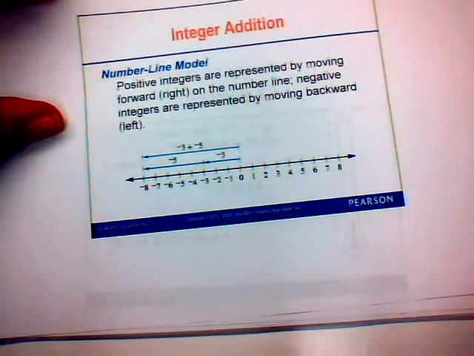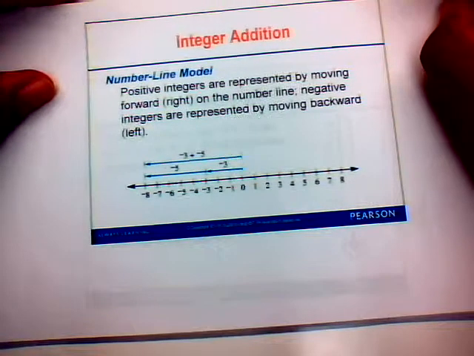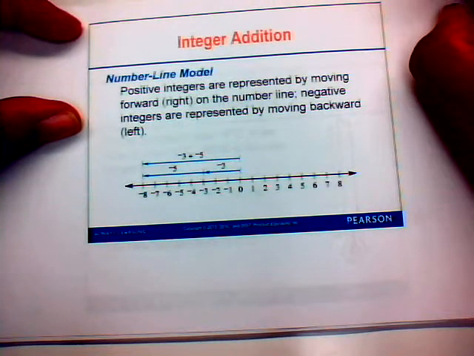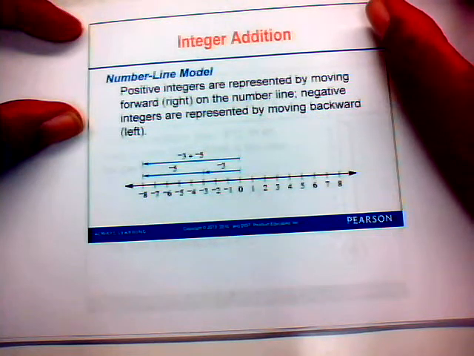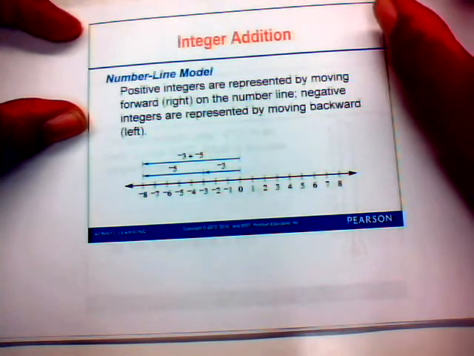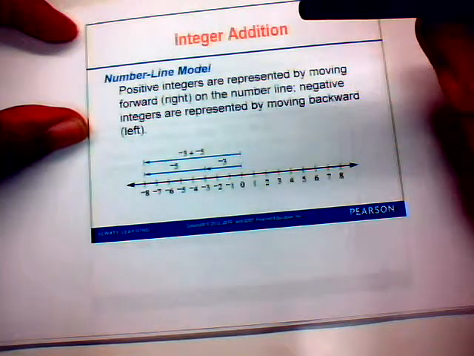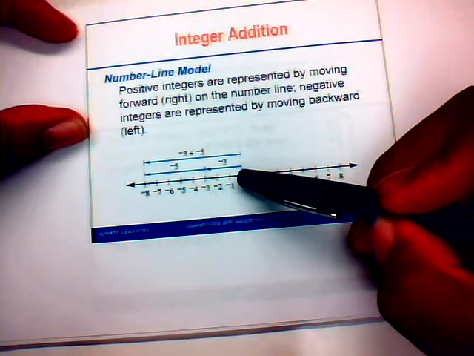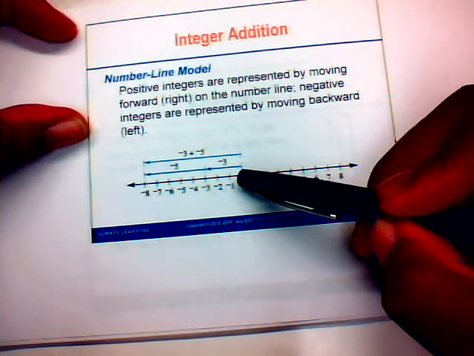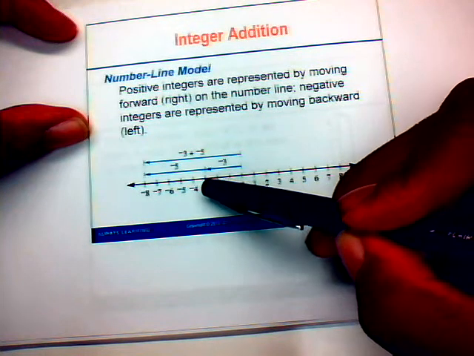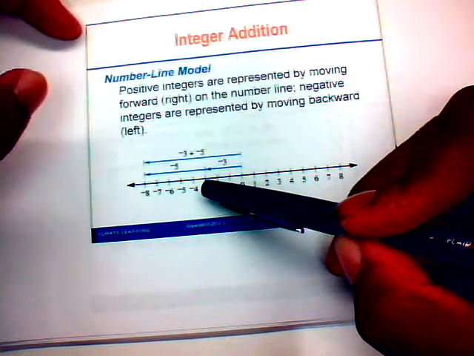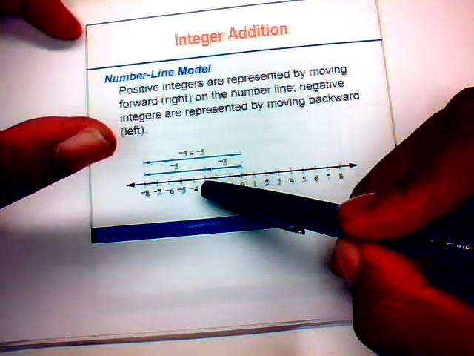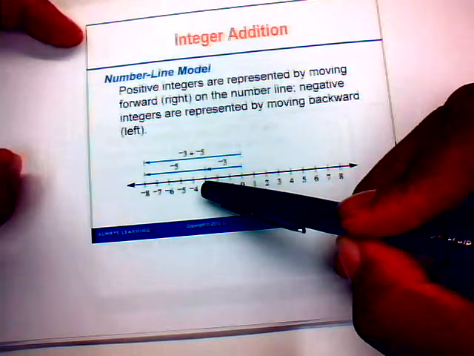And then we have the number line model, where positive integers are represented by moving forward or to the right on the number line, whereas negative integers are represented by moving backward or to the left on the number line. So if we want to represent negative 3 plus negative 5 in this case, we start at 0. Negative 3 is to the left of 0, so we go over to the left 3 to get to negative 3. And then we want to add negative 5 to that. Well, negative 5 is 5 more places to the left.